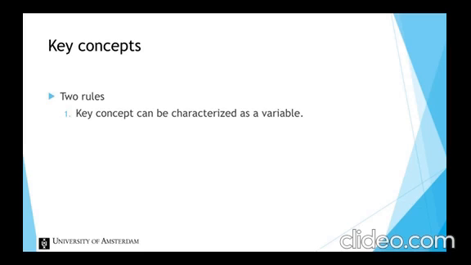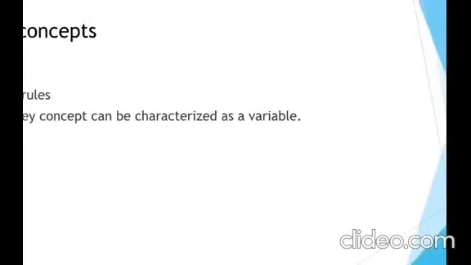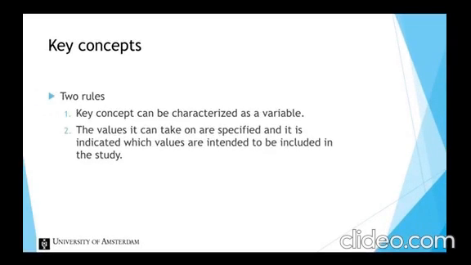Regarding the key concepts in a conceptual model, two rules apply. The first rule states that the key concepts can be characterized as variables. A variable is any entity that can take on different values. The second rule states that the values a concept can take on should be specified, and it should be indicated which values are intended to be included in the study.